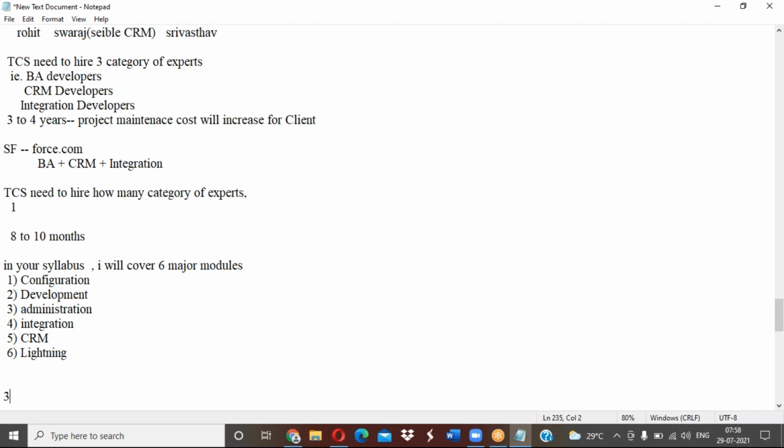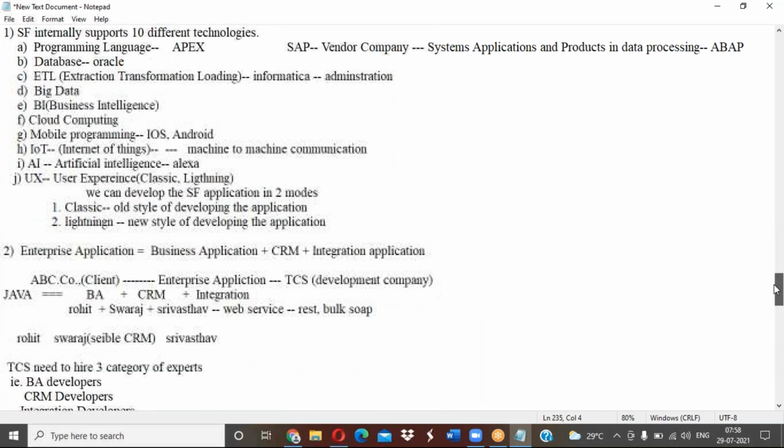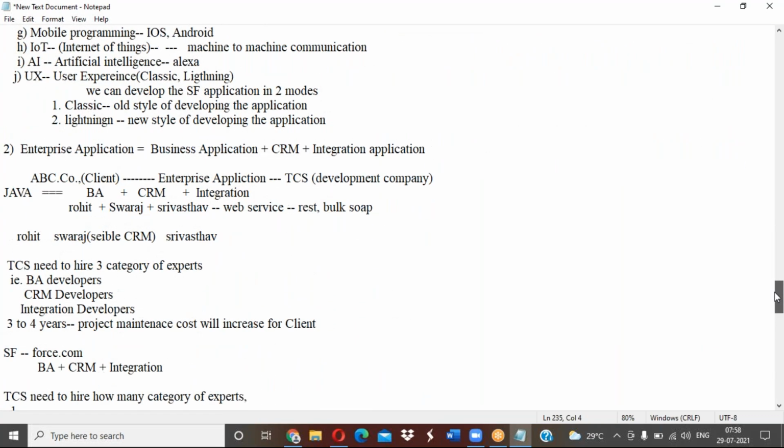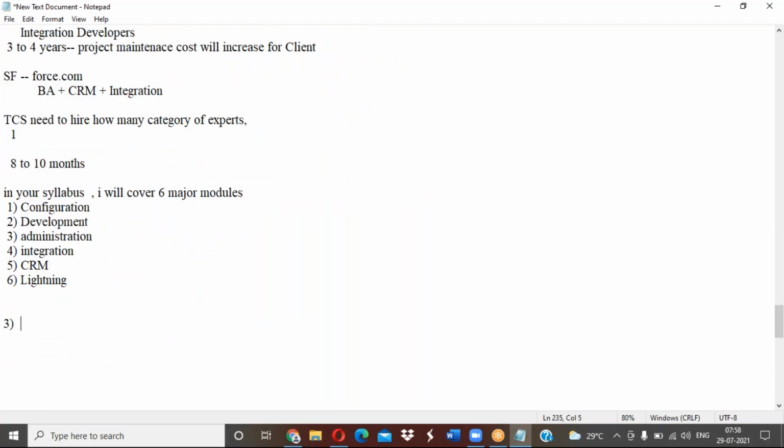Next, third reason. How many reasons have we discussed? 3 reasons. First reason, Salesforce internally supports 10 different technologies. Second reason, we can develop the complete enterprise application on force.com platform. And the third reason is Salesforce completely recognized for coding.